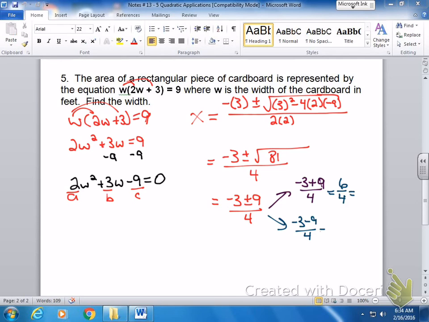I'm going to go ahead and put that in my calculator because if I'm talking about an actual width, I probably don't want to say fractions. But if I put 6 over 4 in my calculator, I get 1.5 feet for a width. If I do negative 3 minus 9 over 4, I get negative 12 over 4, which is actually negative 3. Now, negatives can't be used for distances, so negative 3 is not our answer. Our answer is 1.5 feet.